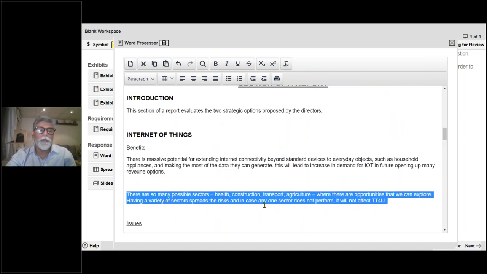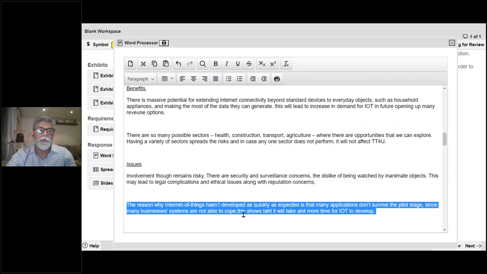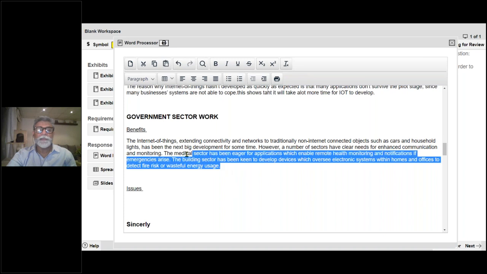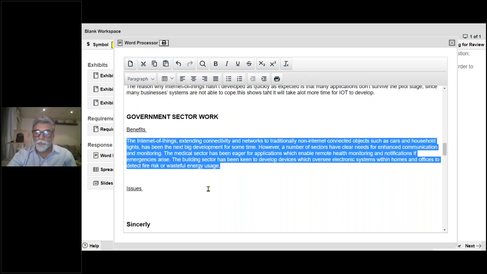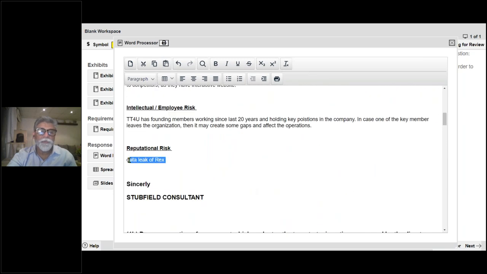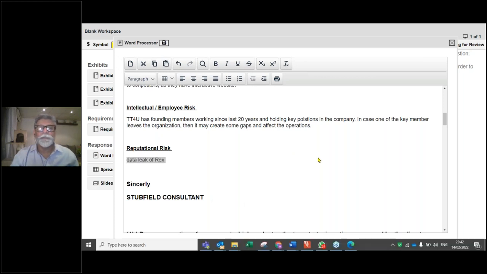1 point, 2 points, 3 points, 4 points, and 4 points for the government sector, 8 points. Pros and cons, yes, I've covered pros and cons. You're done. So I suggest that you try this portion on your own as homework. And in the first question, I suggest you try reputational risk as homework. Now, questions, please.